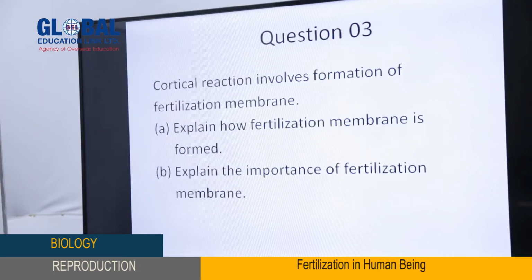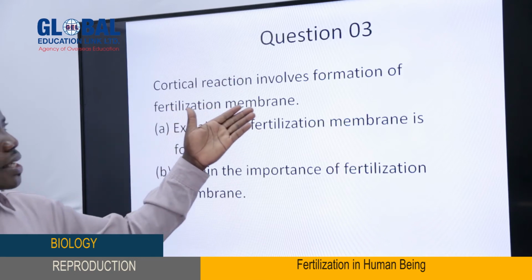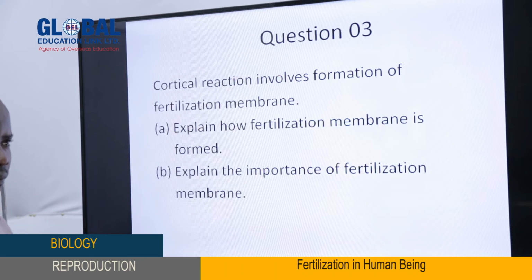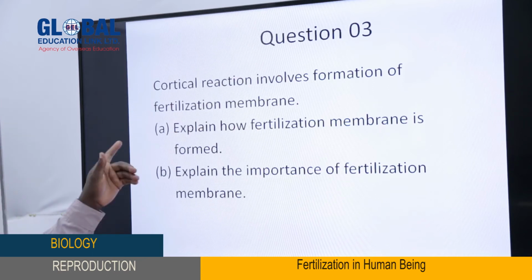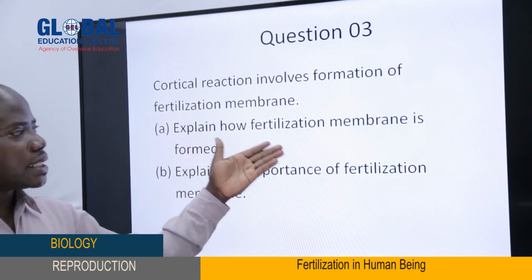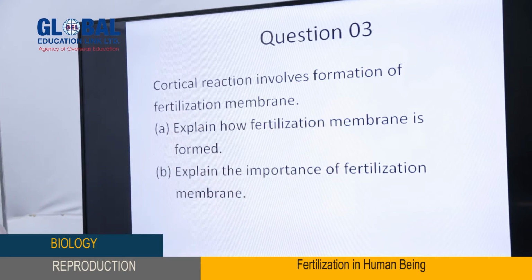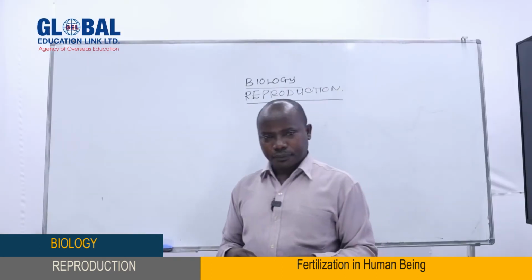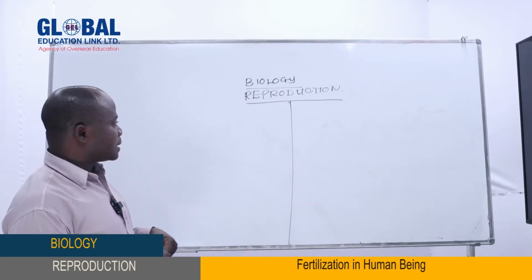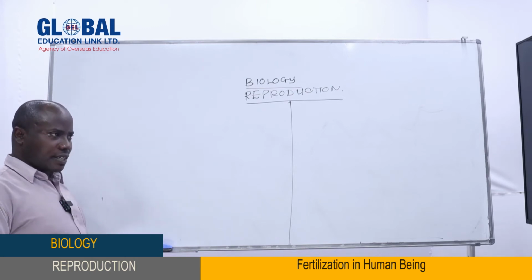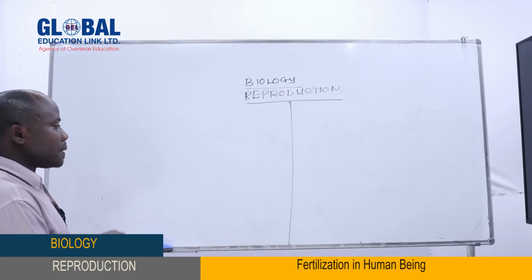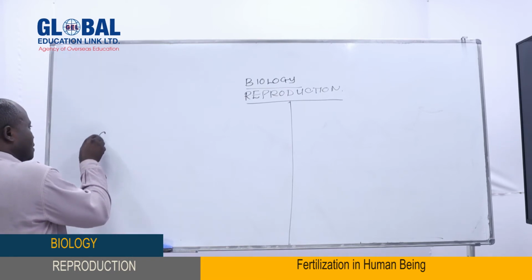Question number three reads as follows. The cortical reaction involves the formation of the fertilization membrane. A. Explain how the fertilization membrane is formed. B. Explain the importance of the fertilization membrane. Dear students, after the acrosome reaction, the next process that takes place is the cortical reaction.